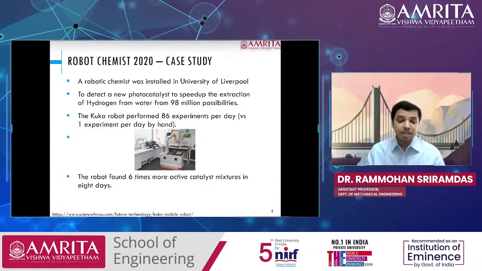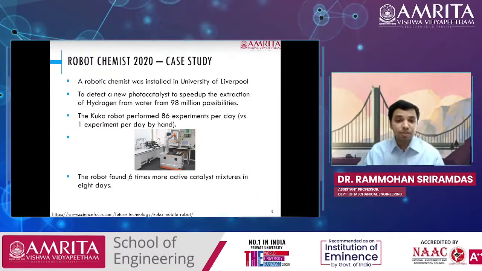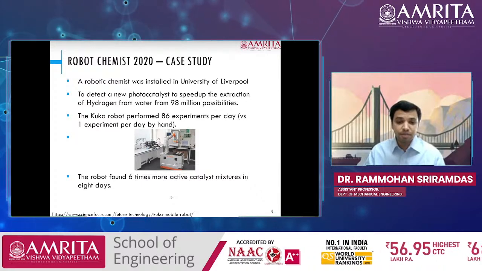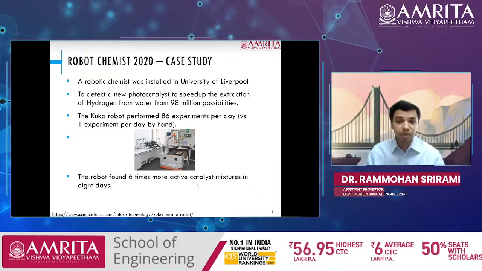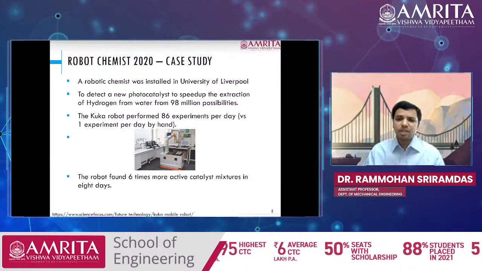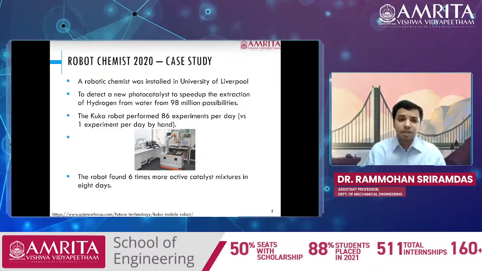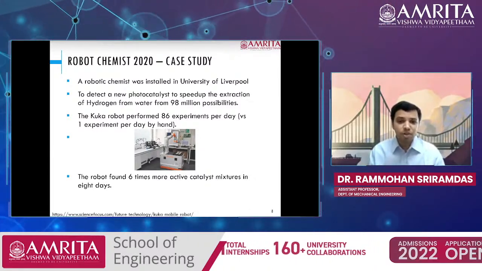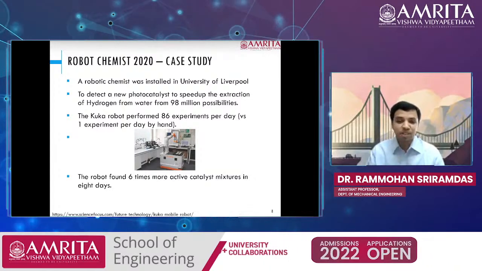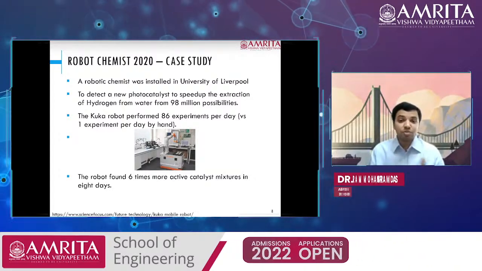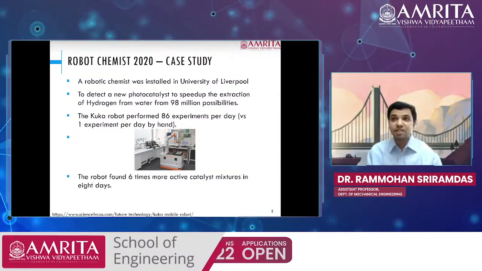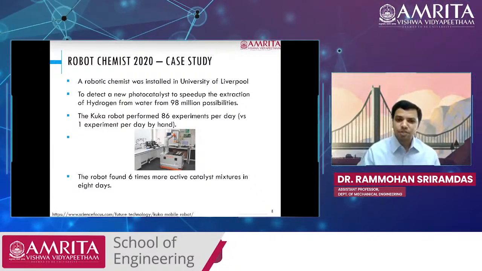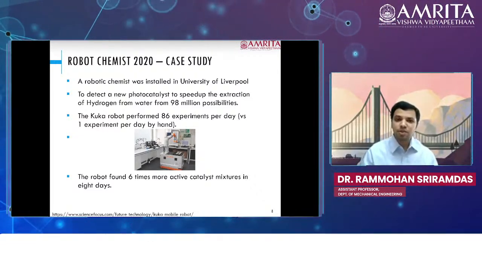And it is interesting that the results were so fascinating that it was able to develop some catalysts which are almost six times as active when compared with what we could have then. And what they are doing is a simple experiment. They are trying to find a photocatalyst to speed up the extraction of hydrogen from water. There are almost 98 million possibilities, and this robot was able to help, right? So isn't it interesting? This enables us to understand further: what is this manipulator? What is this robot, right?